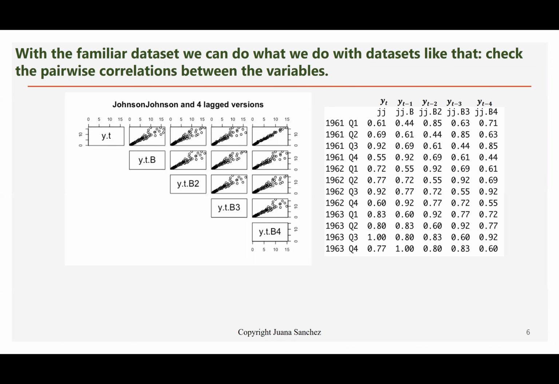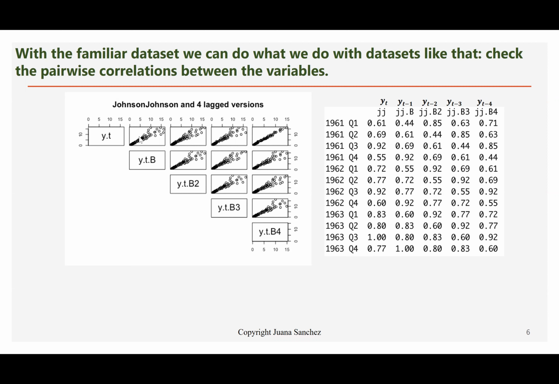A typical thing that we do in introductory statistics class is the pairs plot. The pairs plot tells us the scatter plot pairwise, right? For example, this scatter plot here at the top is showing the relation between the Johnson-Johnson time series and the Johnson-Johnson time series lagged at lag 1, the lagged 1 value, applying the backshift operator to it once.